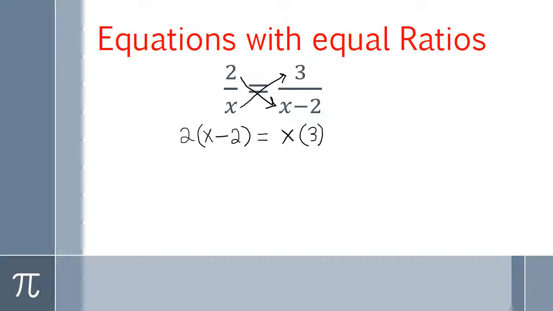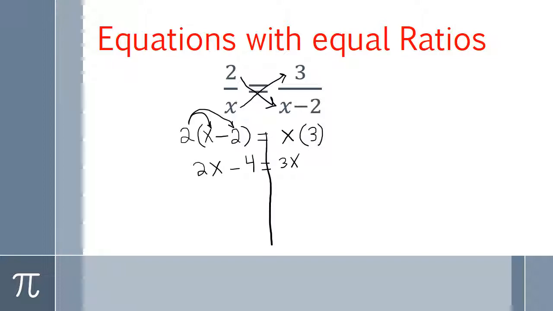So now all I have is an equation with parentheses that I can simply solve by distributing 2 in the parentheses. So 2 times x is 2x, 2 times -2 is -4, equals x times 3 is 3x.